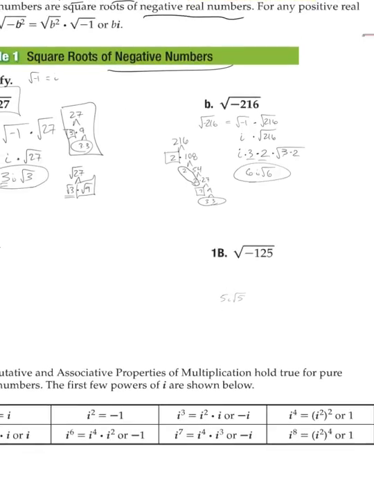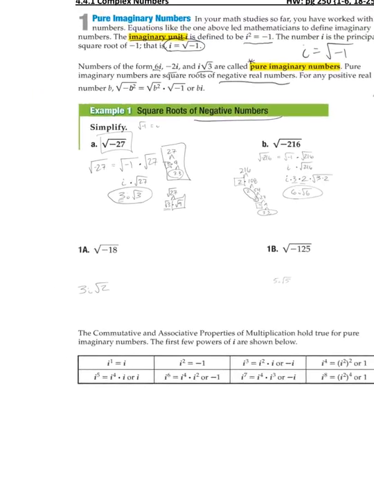So trying those two would be good practice. All right, taking a look down here, guys. The commutative and associative properties of multiplication hold true for pure imaginary numbers. It doesn't matter what order you multiply in.